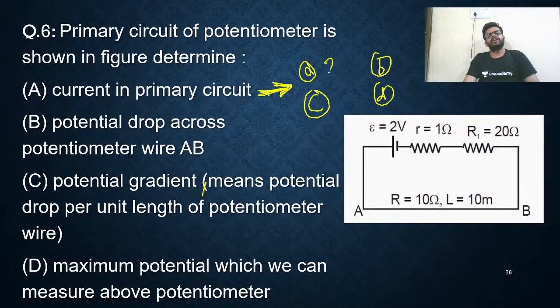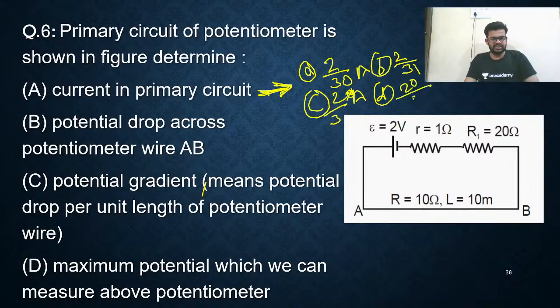Let's say the options are 2 by 30, 2 by 31, next is 2 by 3, and last is 20 by 31 ampere. Which one of the following is the correct answer? Current in the circuit. Come on, you can do it fast. All resistances are shown here. You can solve it easily.